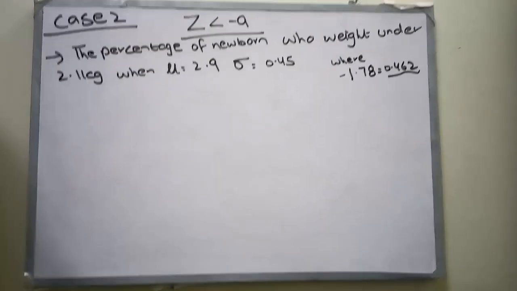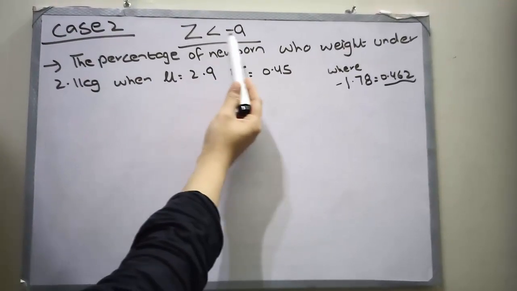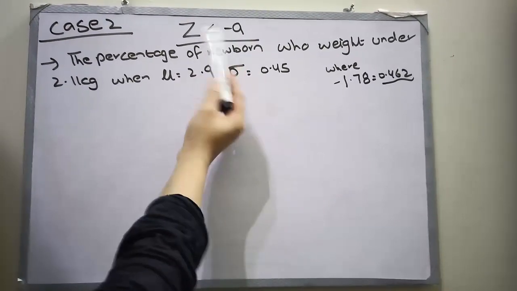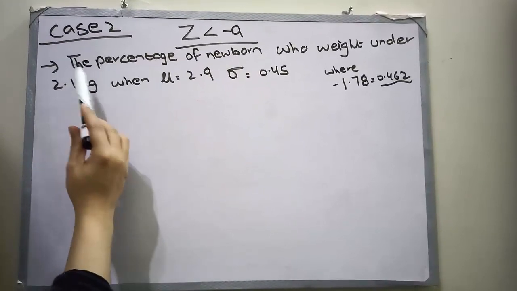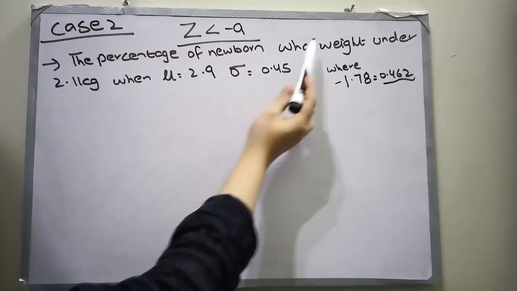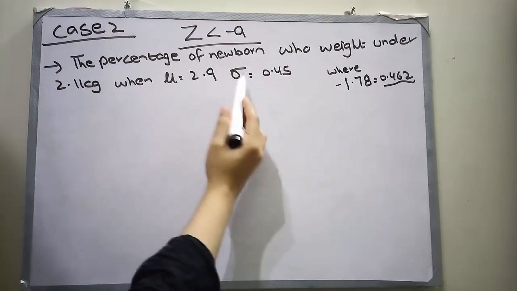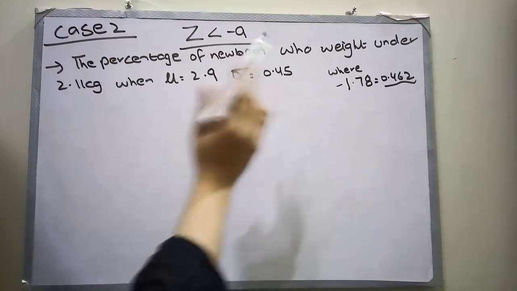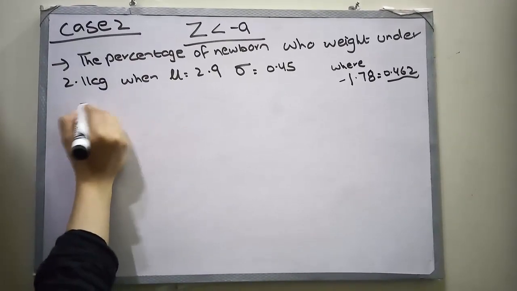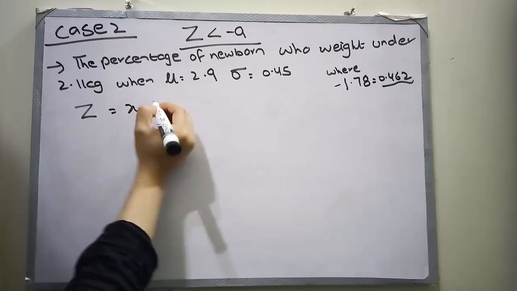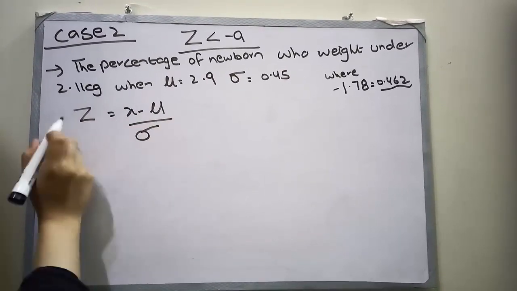Now in case 2, we have to find the value of Z where Z is less than minus a, which means that Z is less than the negative value. The scenario given asks for the percentage of newborns who weigh under 2.1 kg when mu is 2.9 and standard deviation is 0.45. So first of all we will write our equation where Z equals x minus mu divided by standard deviation. Now we will put the values.